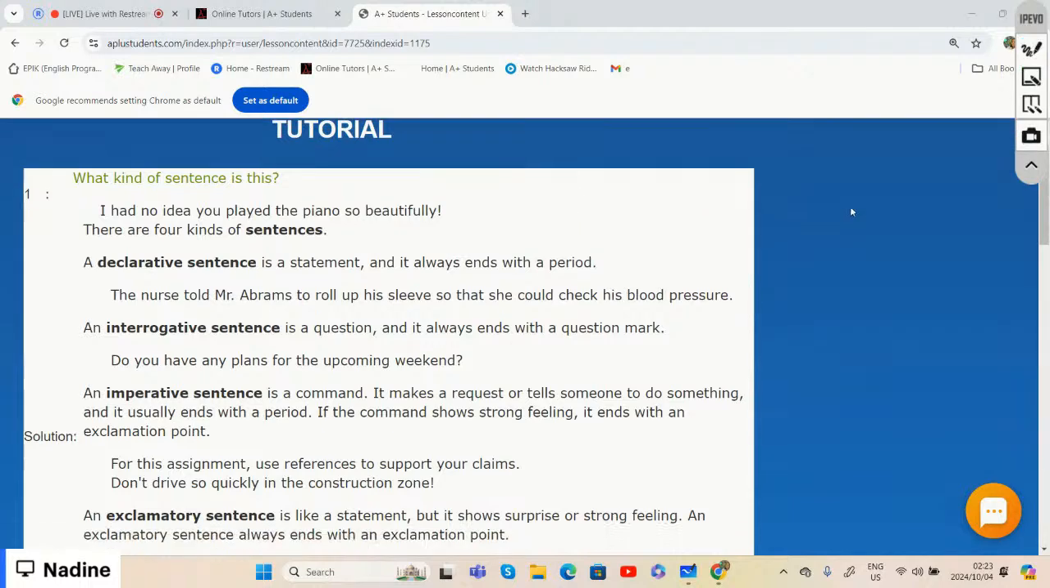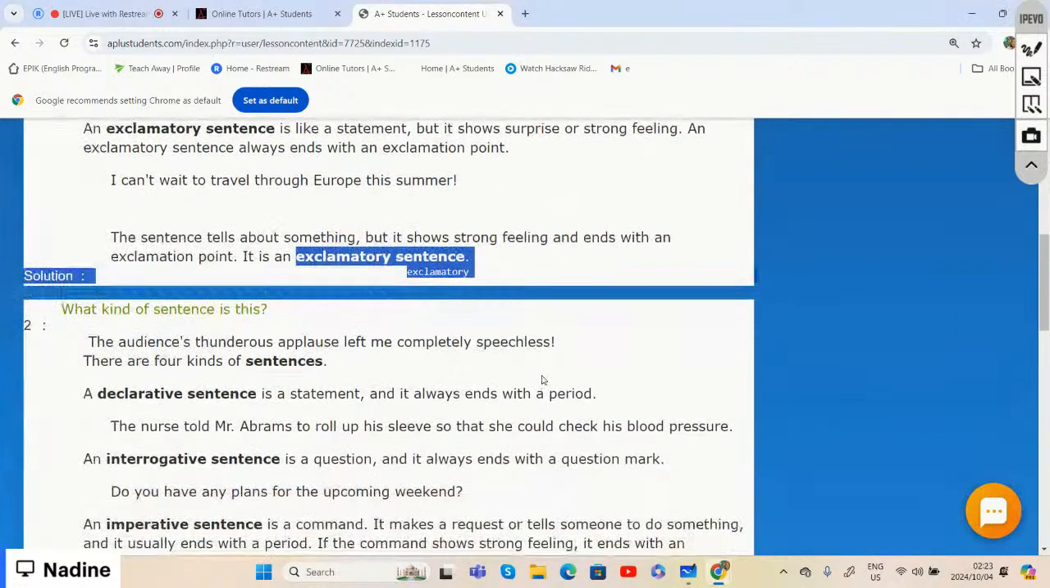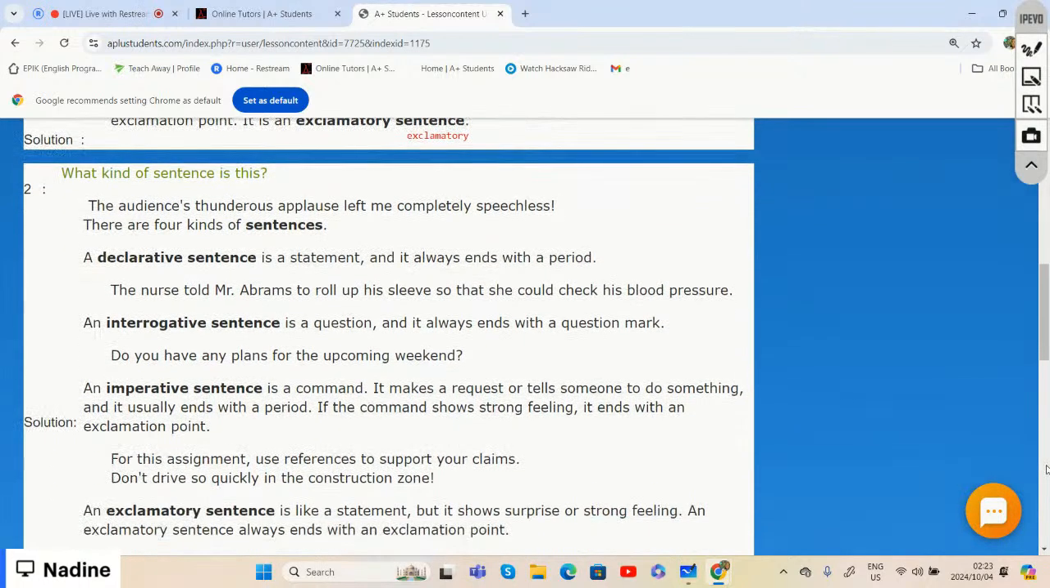All right, we're going to the next one. Yeah, so here it says exclamatory sentence. All right, the next one says, the audience's thunderous applause left me completely speechless. What type of sentence is that? Is that a declarative sentence, an interrogative sentence? Is that an imperative sentence or an exclamatory sentence?